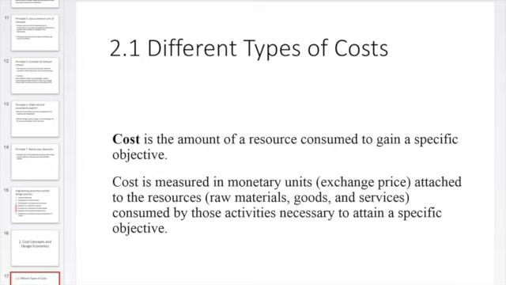Cost itself is the amount of resource consumed to gain a specific objective. Something you spend. It can be money, time, other environmental resources, raw materials, goods, services. Cost is sometimes measured in monetary units attached to the resources, and it is consumed by those activities necessary to attain a specific objective. So you want to use the money to do something. That's the cost.